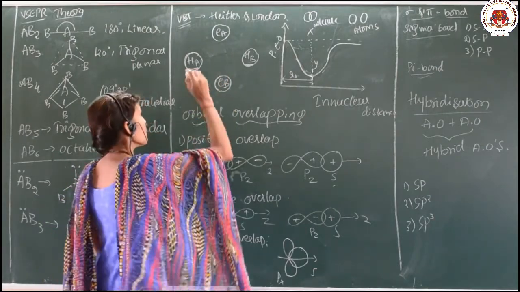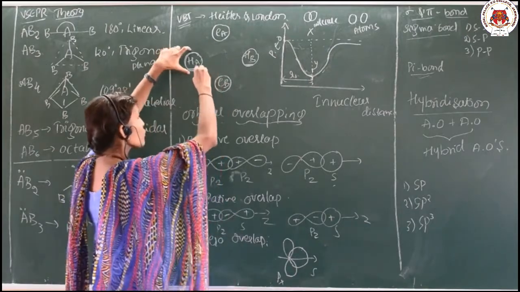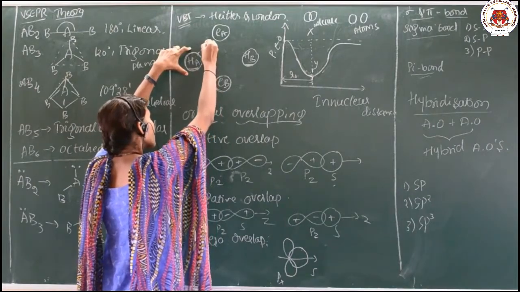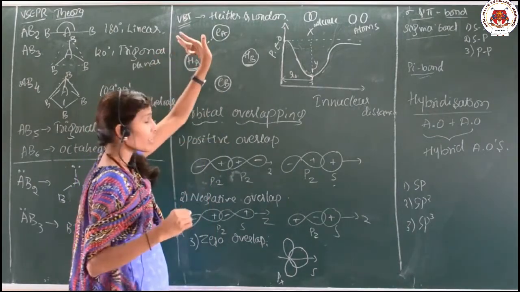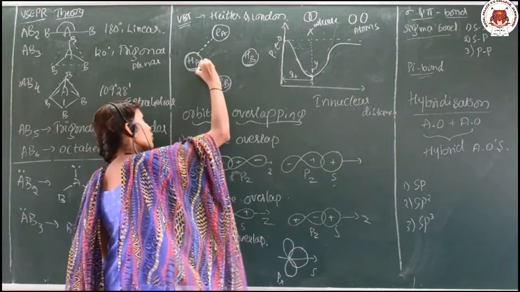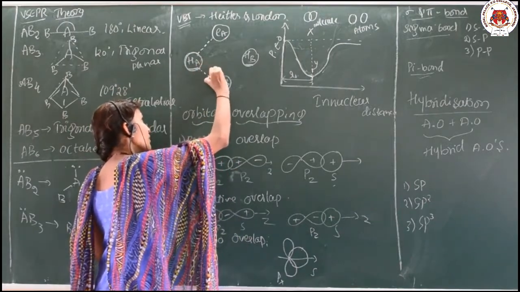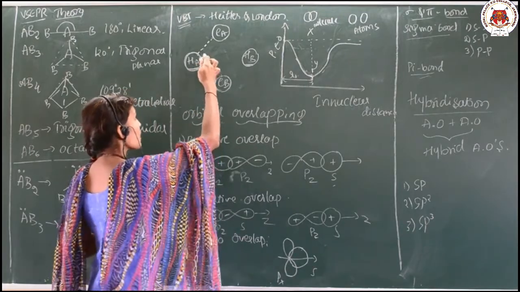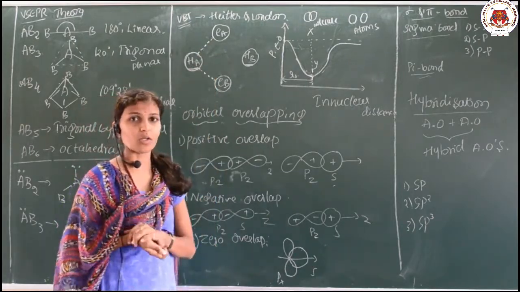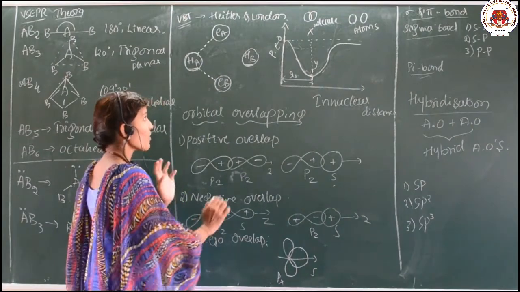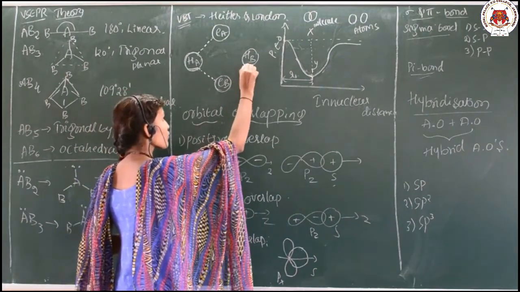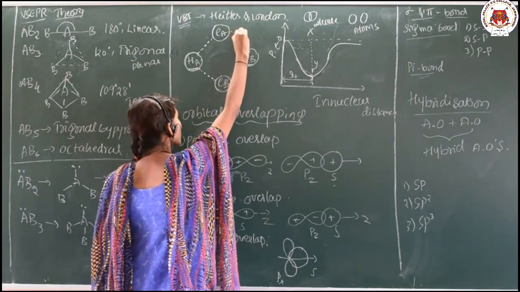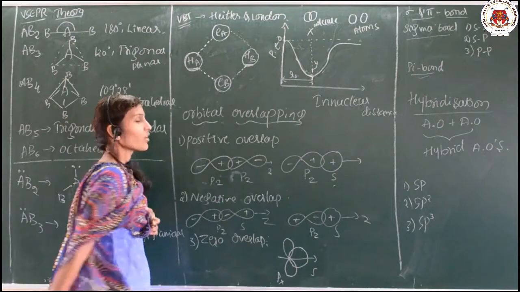Okay. Now this HA, the positive nucleus of HA, can attract its own electron EA, and it can even attract the electron of HB, that is EB. Yes or no? These are the attractive forces. HA develops an attractive force with EA and HA develops an attractive force with EB. Similarly, HB has a force of attraction with EB, and also HB has a force of attraction with EA. Okay.